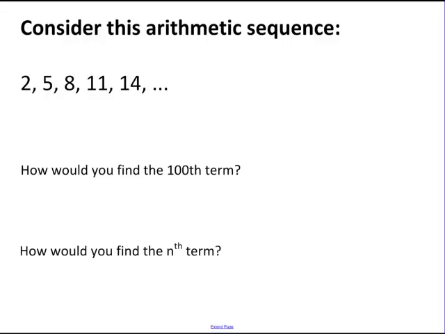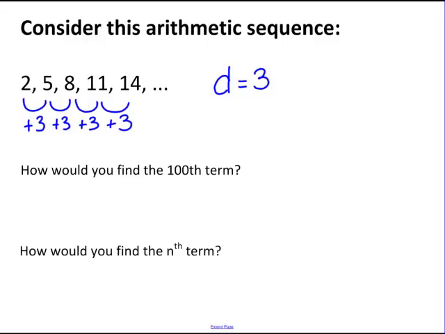So we want to start by considering the arithmetic sequence 2, 5, 8, 11, and 14. First of all, we'll show that it's arithmetic because the common difference between those first two terms is 3. And that common difference holds up no matter which two terms you're talking about. So to get from 5 to 8, you'd add 3. From 8 to 11, you'd add 3. And then from 11 to 14, you'd add 3.